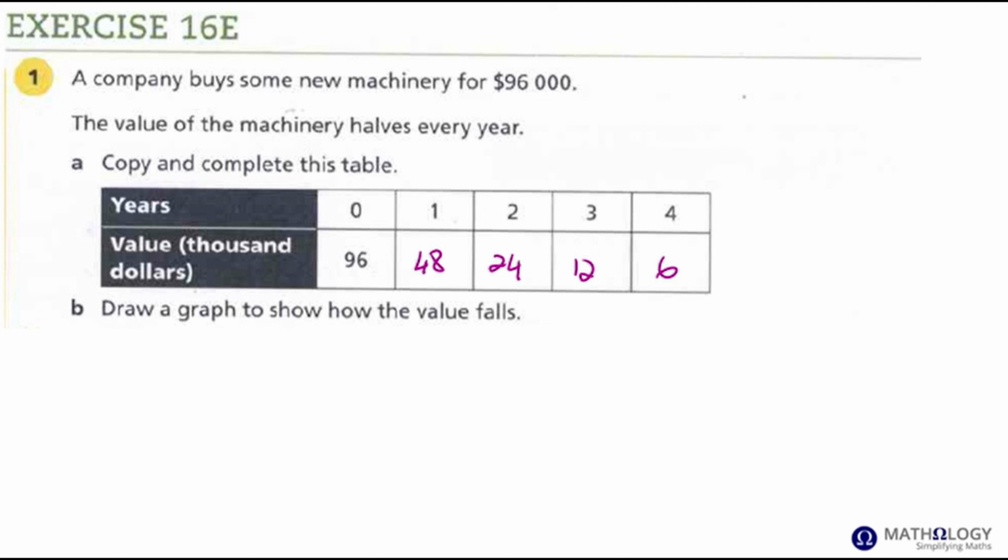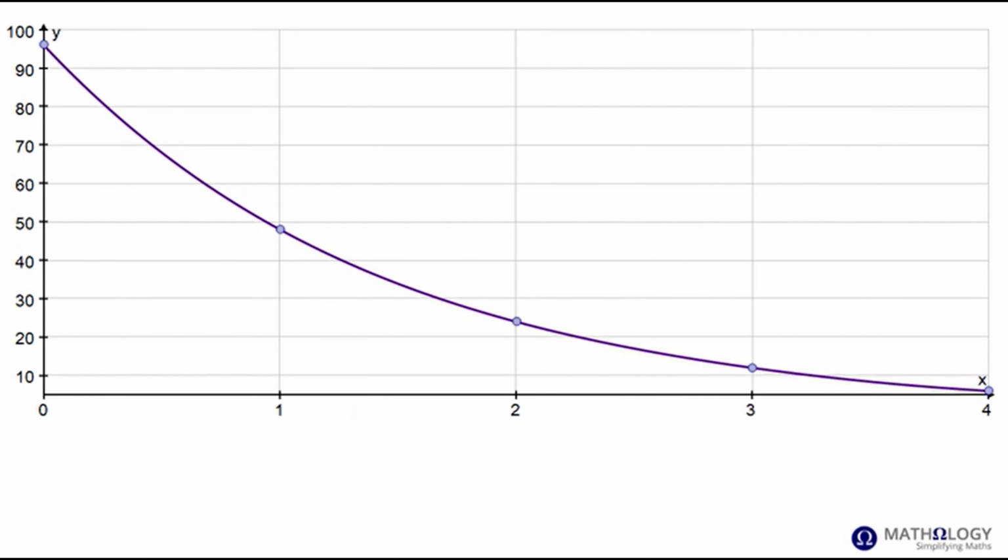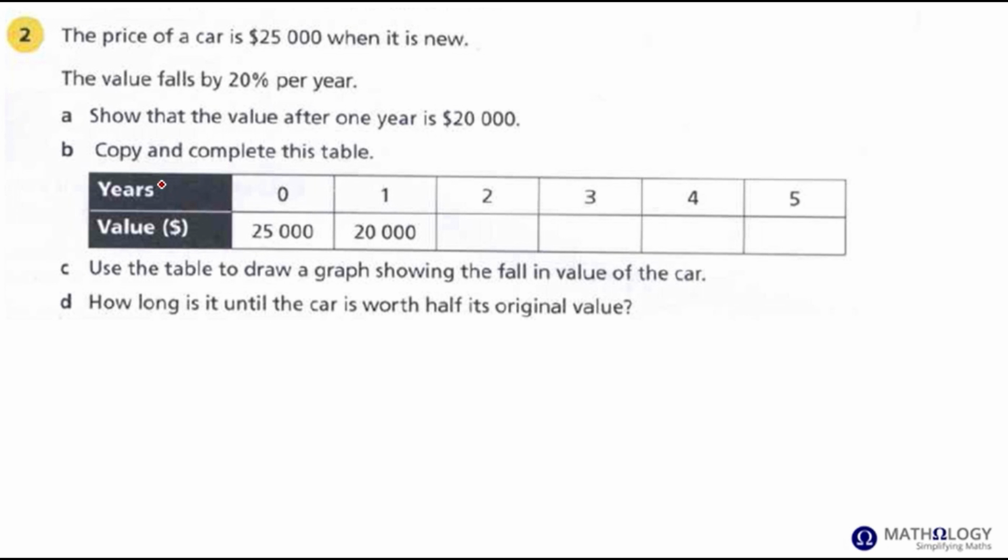So we're just going to plot these points. The years will be X and the value in $1,000 will be Y. The graph that you draw should look very similar to this, and this illustrates how the machinery devalues over the 4 years. Question 2. The price of a car is $25,000 when it's new.